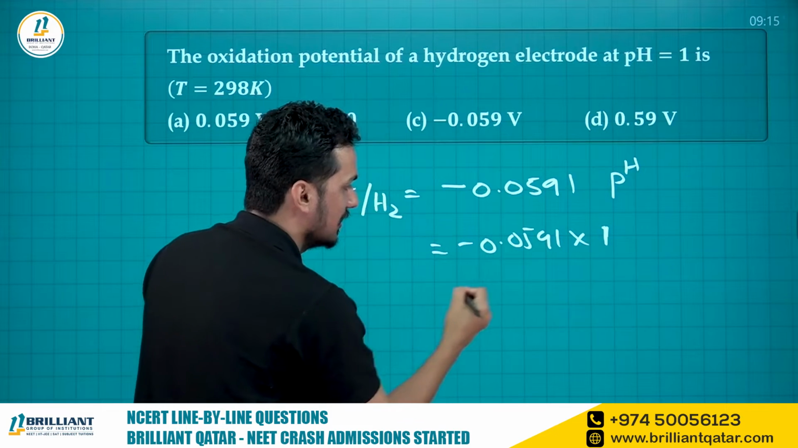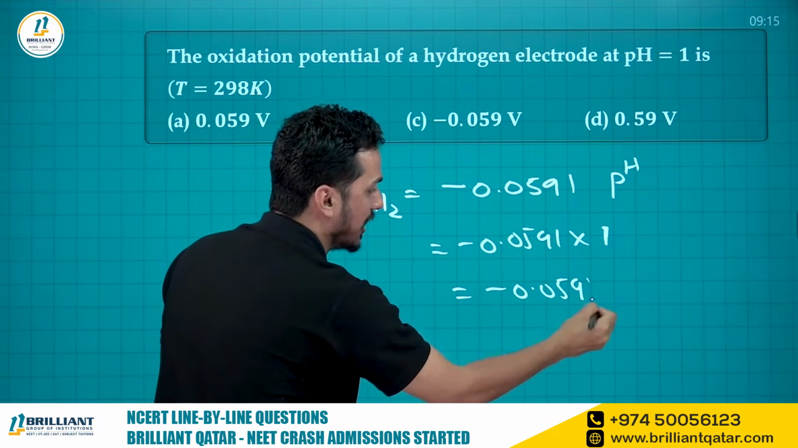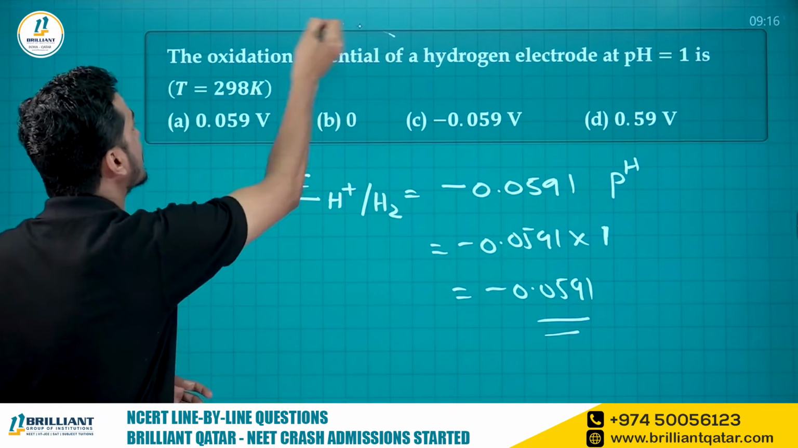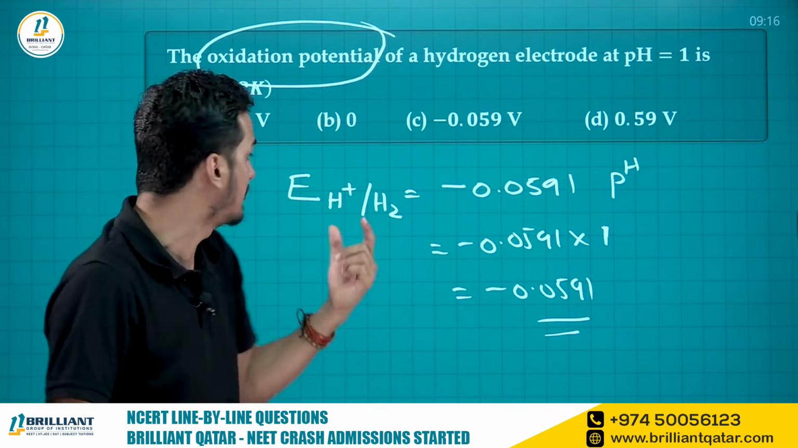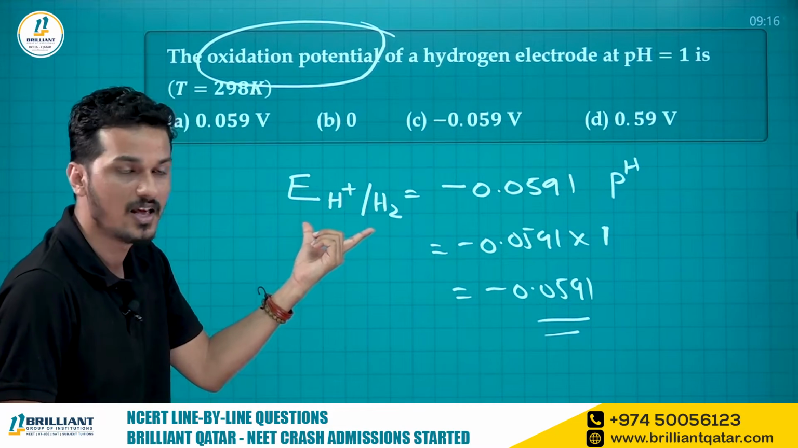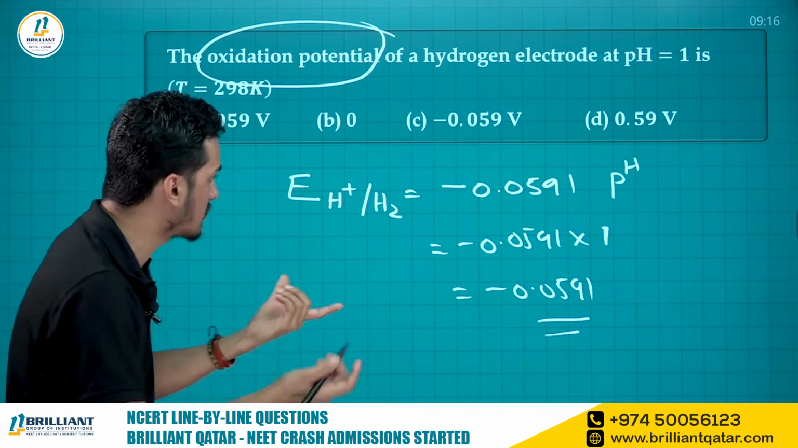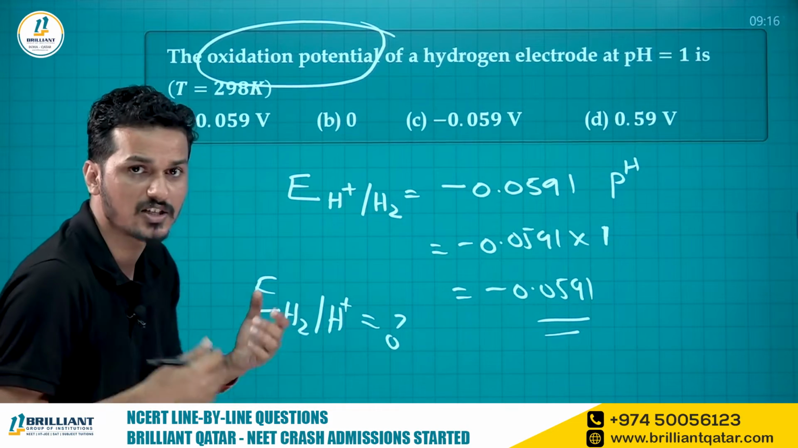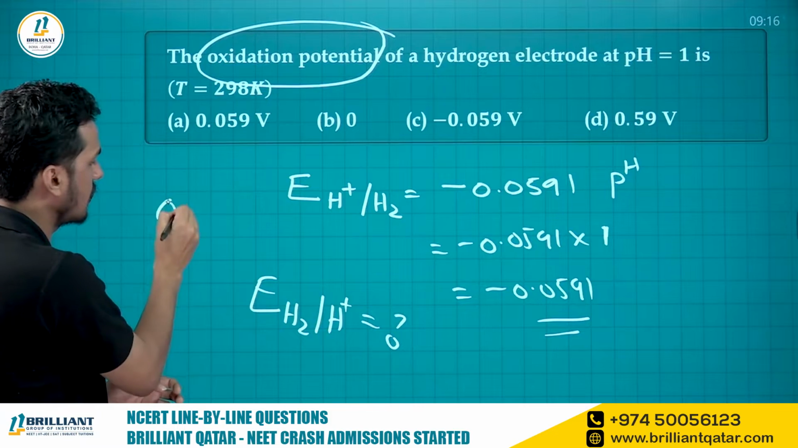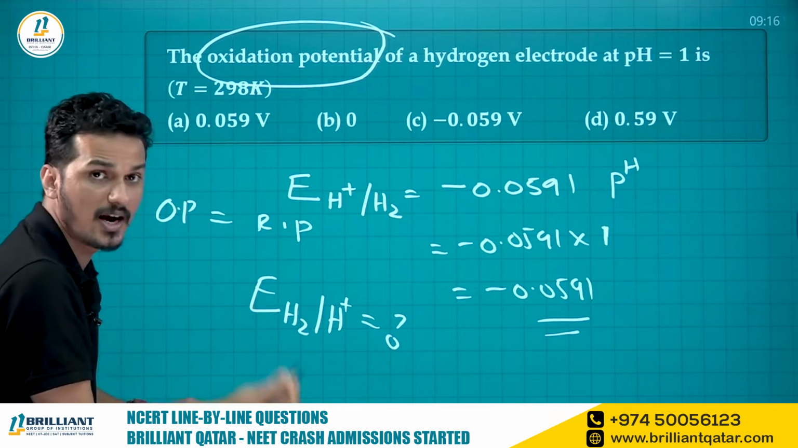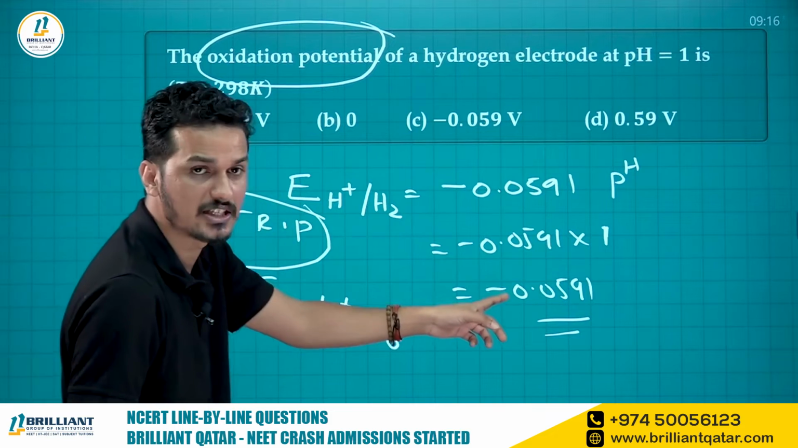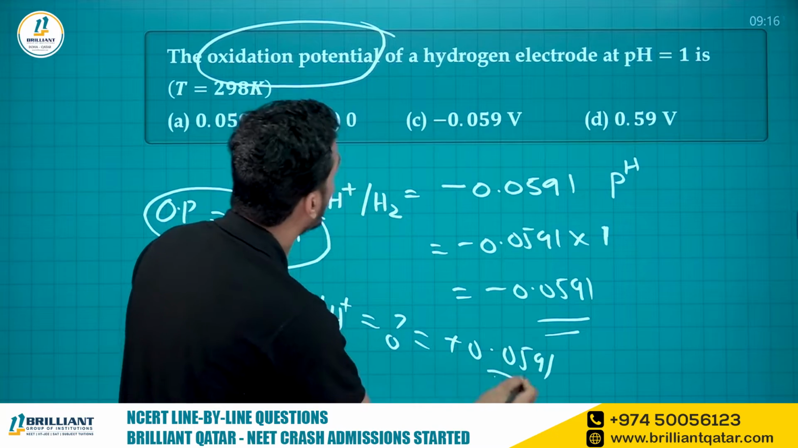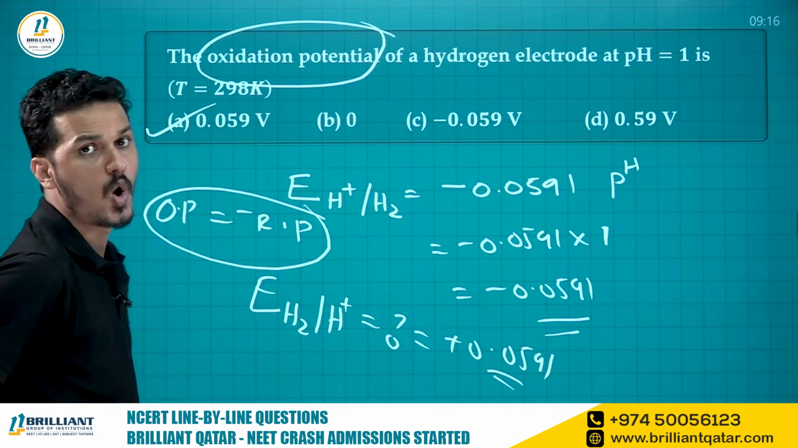Meaning minus 0.0591. That option is there, minus 0.0591. Don't use that option, because here they are asking about oxidation potential. This is a reduction potential. What's the relationship between oxidation potential and reduction potential? Oxidation potential equal to reduction potential, but opposite in sign. If it is negative, its oxidation potential is plus 0.0591. So the answer is plus 0.0591. Option A is the correct answer.